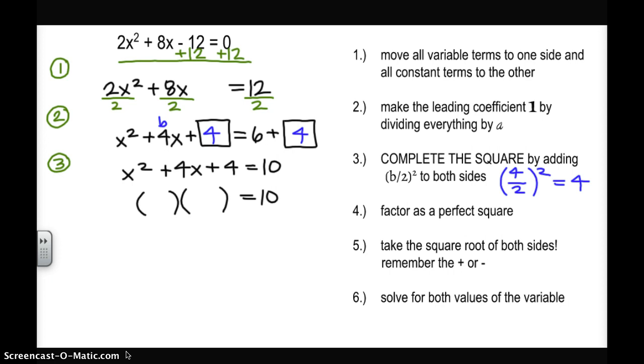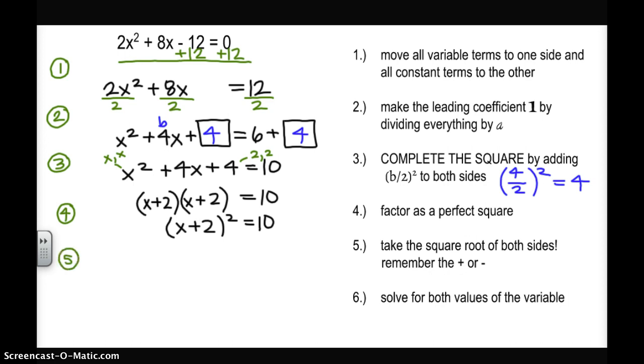Some of you should already be able to see what this is going to factor as, but if not, the way to make a 4 is with a 2 and a 2. This x squared has to be x and x. So as we go through the factoring step, we're going to get x plus 2 and x plus 2. Here's why this is awesome: x plus 2 squared equals 10. Step 4 has taken this to x plus 2 squared is 10, and now that it's written as something squared, we get to step 5.